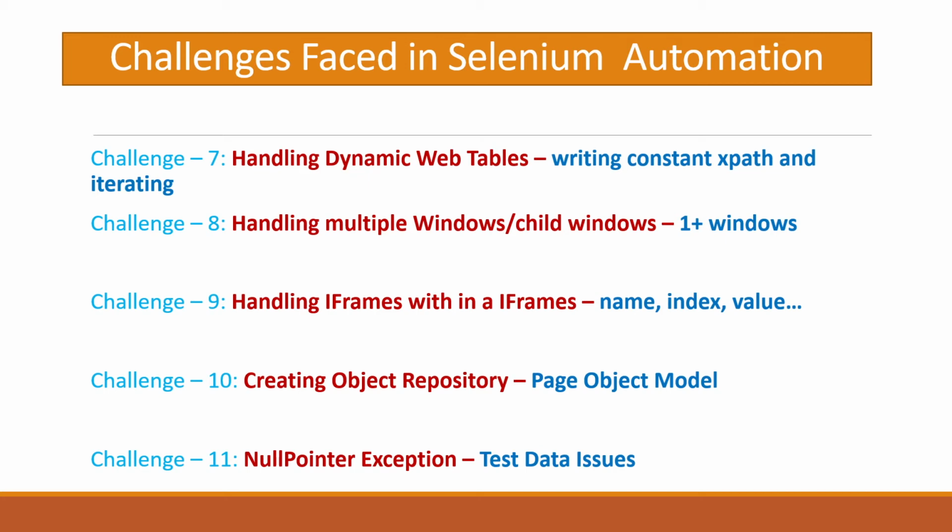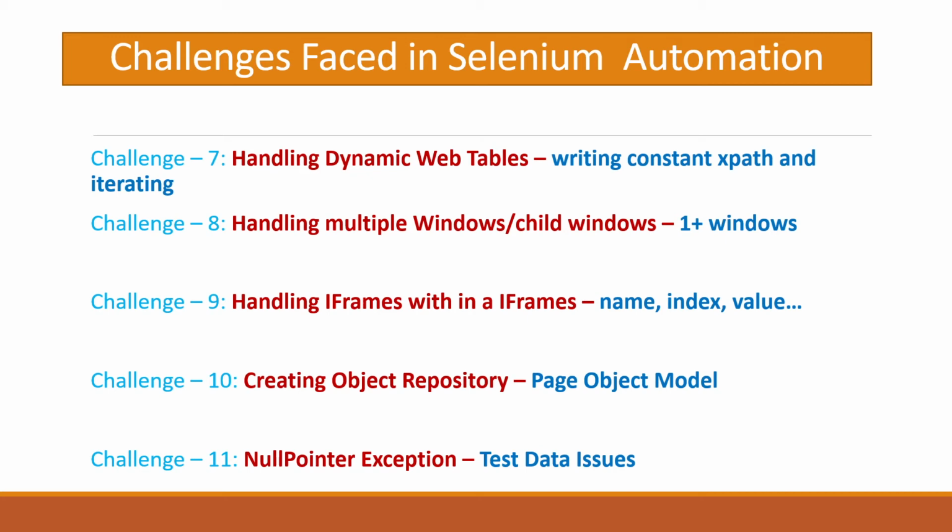So how can we handle this kind of dynamic web tables? First, we have to write some XPath for the whole table. Within the table we can have tbody tag, tr tag and td tag. Before that, we have to take the table XPath, then the rows XPath, then the column, then the cell, right?